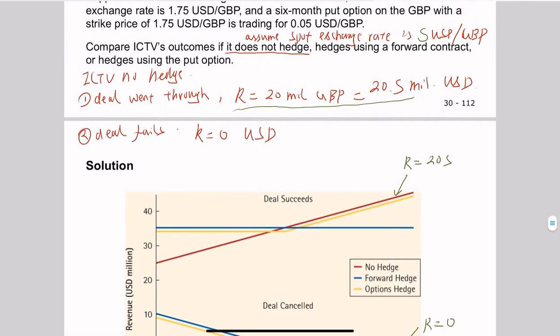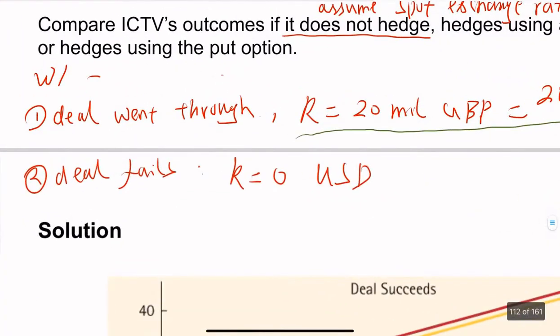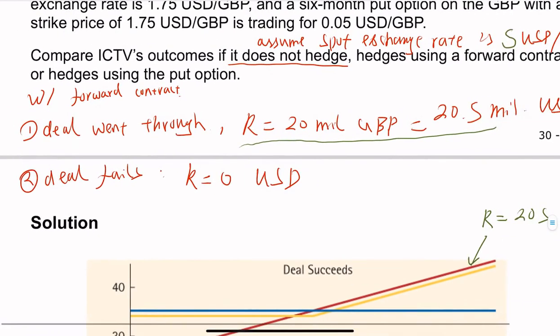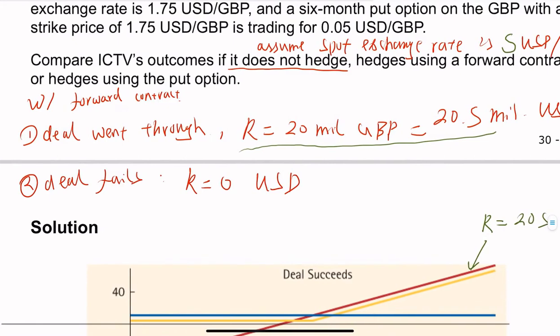Okay, now let's talk about the second case. The second case is the firm decides to hedge using a forward contract. So here it's the case with a forward contract. Obviously, again, we have to think about these two cases separately, right? Deal went through or deal failed.